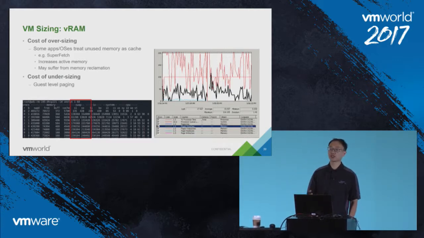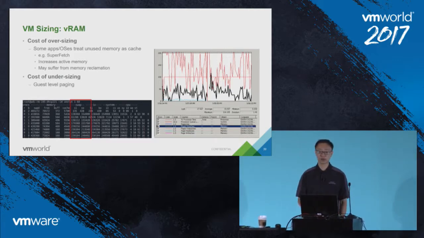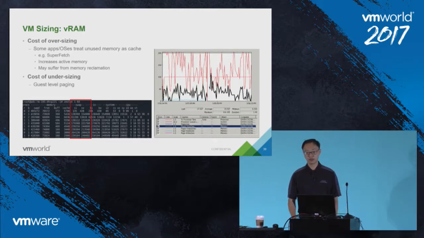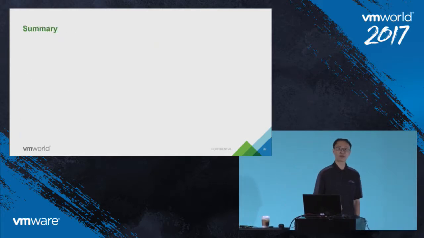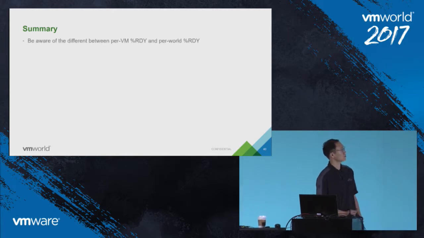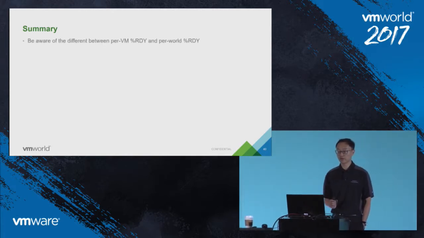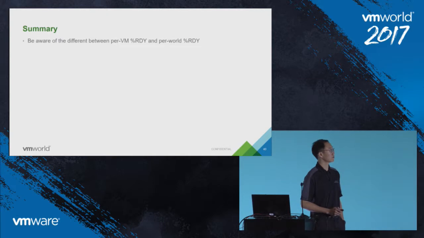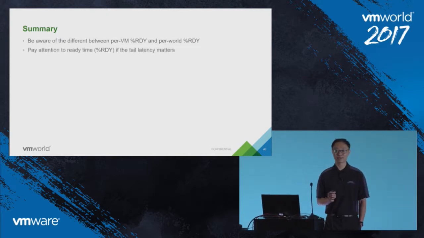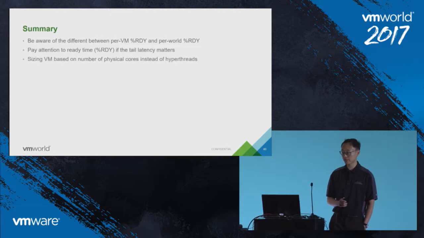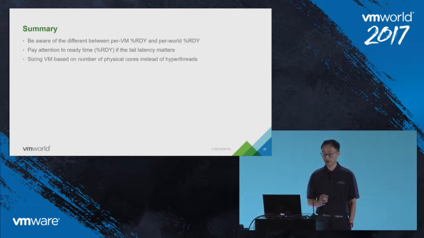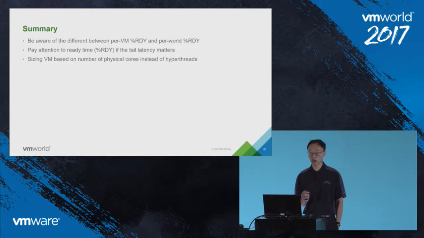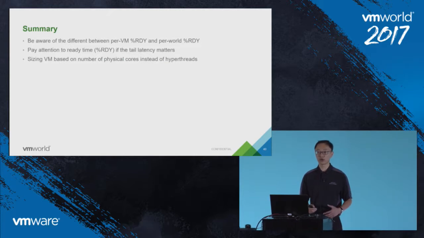So we covered a lot of stuff. We talked about the CPU scheduler, we talked about NUMA, we talked about memory, we talked about sizing and host configurations. Just to summarize, what's the key takeaway here? First, be aware of per VM ready time and per vCPU ready time, and always check the normalized one. Second, latency matters, and you should always pay attention to ready time. Third, we should size the VM properly according to the number of cores instead of physical hyperthreads, just because when you have hyperthread contention, everybody runs slower.